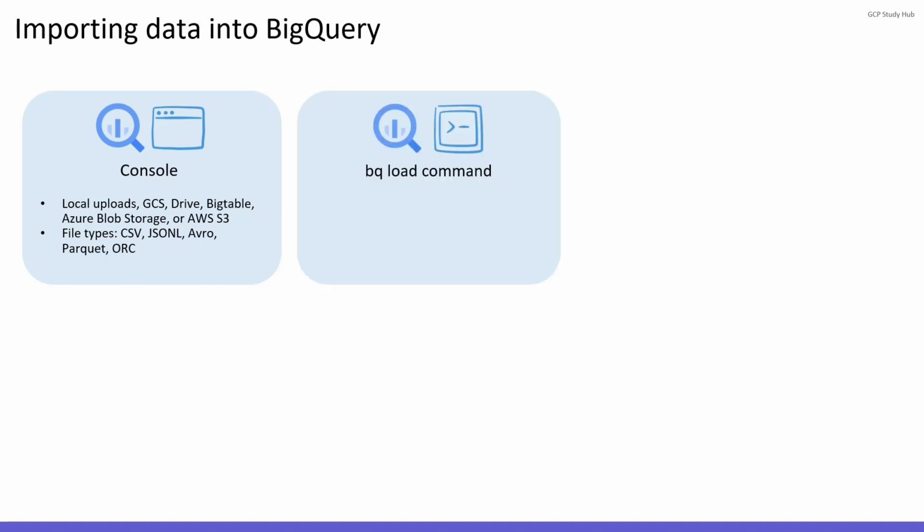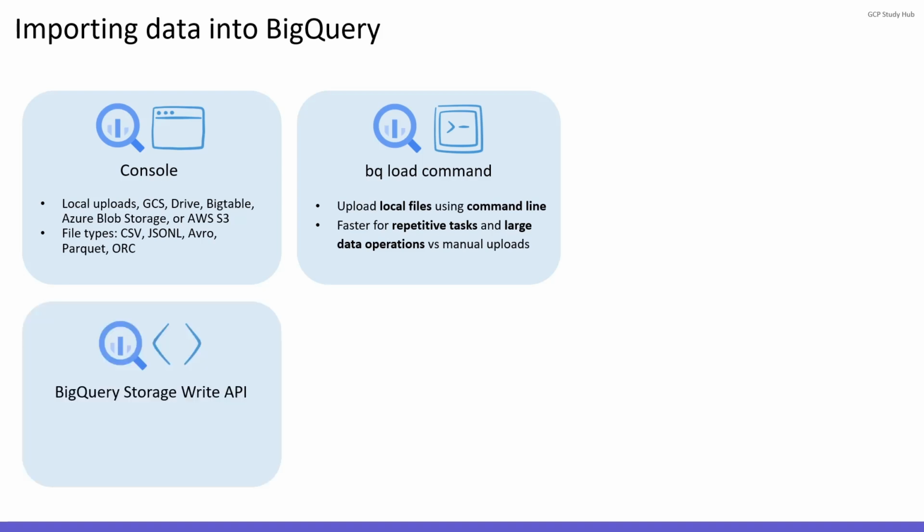This utility allows you to upload local files directly from your terminal. Using the command line is generally faster for repetitive tasks and large data operations compared to manual uploads through the browser. It is easily scriptable, making it a better fit for developers who need to automate parts of their data loading process. If you need to handle high-velocity data, the BigQuery Storage Write API is the preferred method.